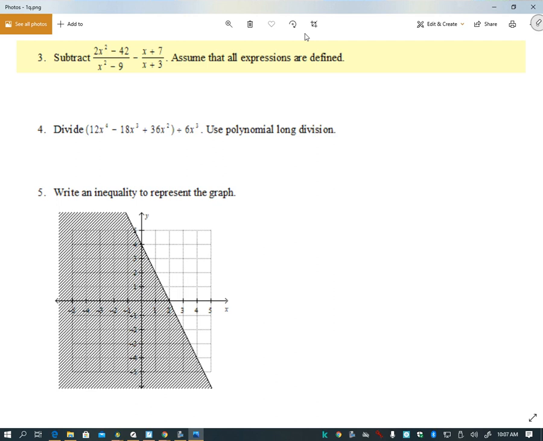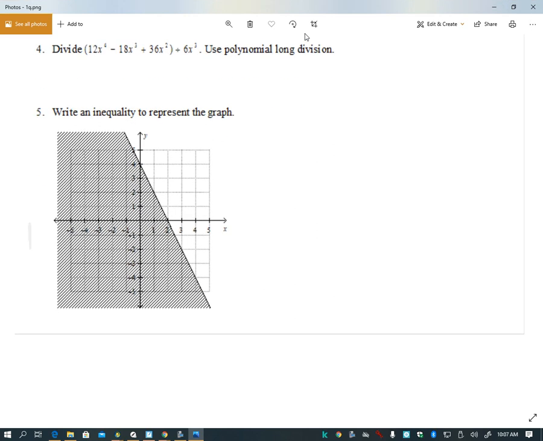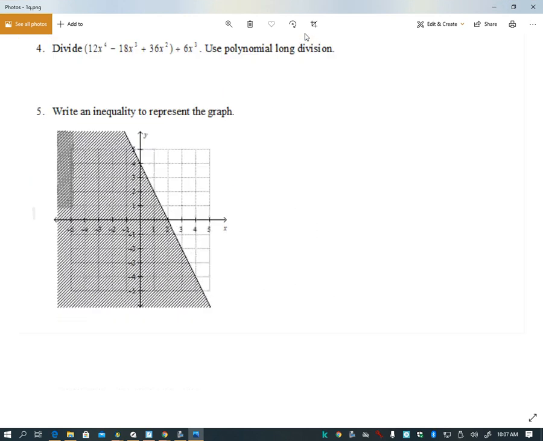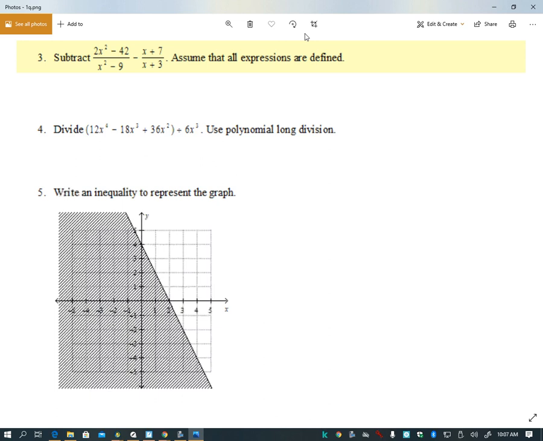All right. Number 5, write an inequality to represent the graph. What equation form do we want to use here? Pickering and Kylie, what equation form do we use?